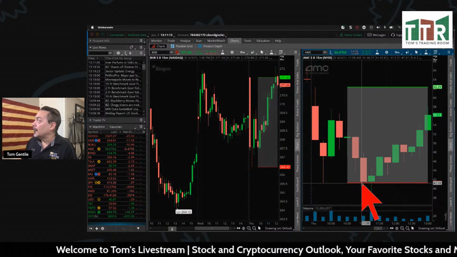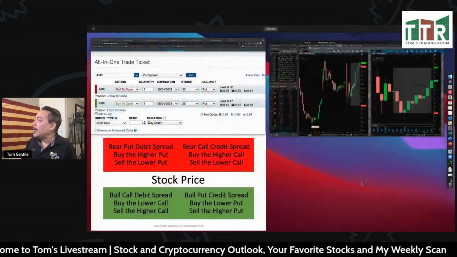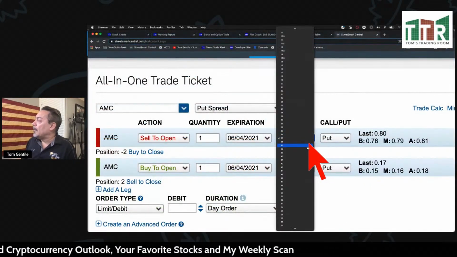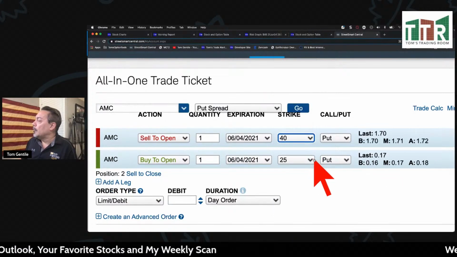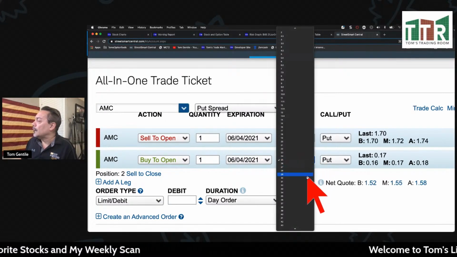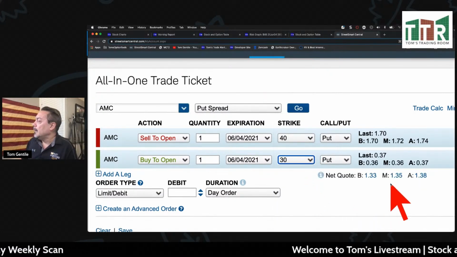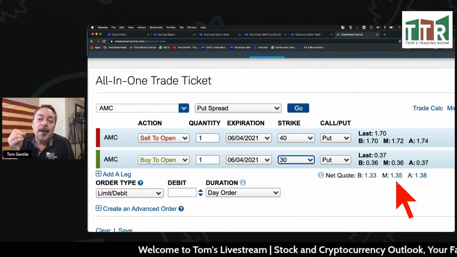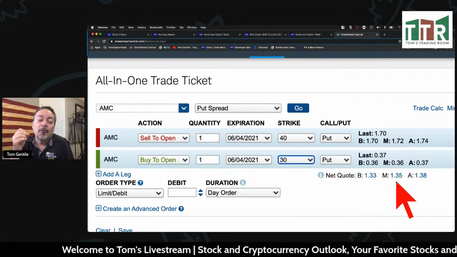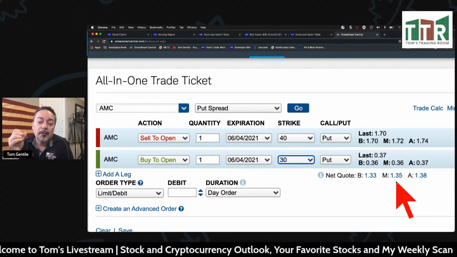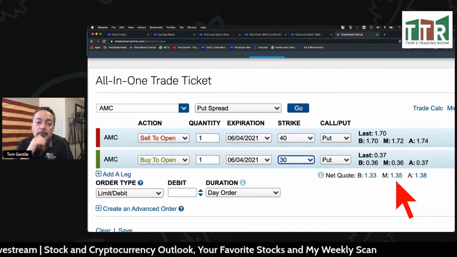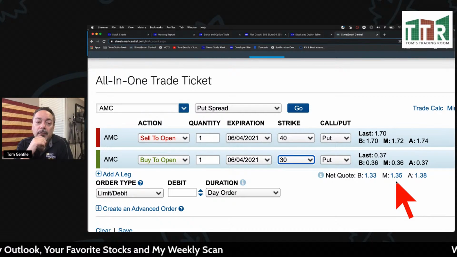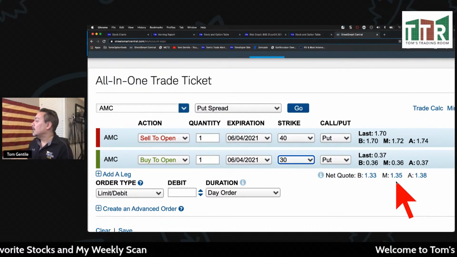Let's take a look because they're buying this thing back like crazy anyway. So what if I looked at 40? What if I sold the 40 puts and bought the 30 puts? That could be done for $1.35. If you can do it for $1.35, what are you risking? You're risking $3.65. Okay. $3.65. So there you go.